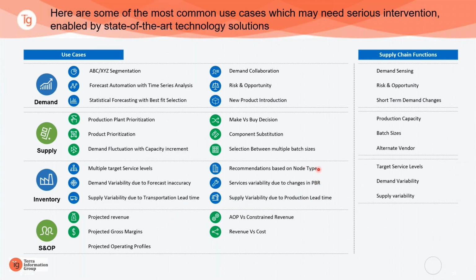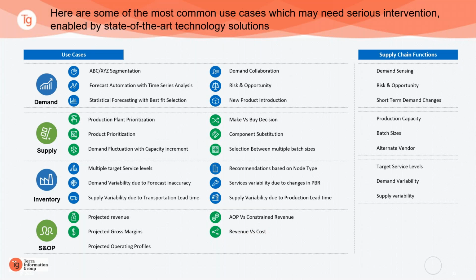You can have multiple stocking nodes, non-stocking nodes. All these can be one of your use cases within your supply chain. And last but not least, again, S&OP, which is basically at a high level how your supply chain is delivering or behaving, right? What are the projected revenues? What are your operating profits? What are your gross margins? What is your AOP versus constrained revenue? So a lot of other information, a lot of KPIs can be built across this, and the decisions can be made for the supply chain in order to have a very cost optimized and profitable solution.